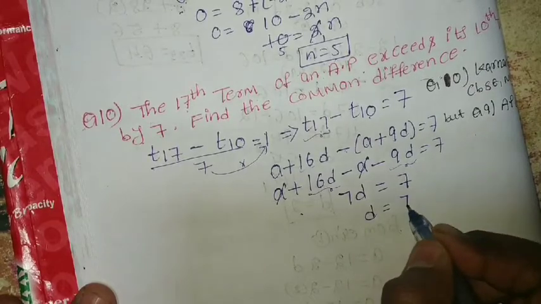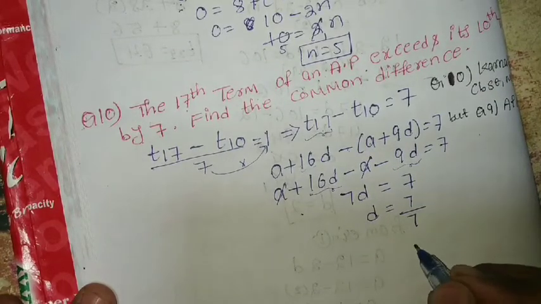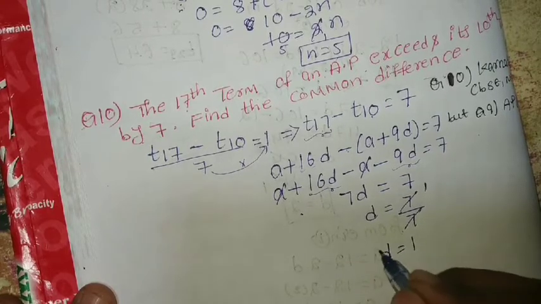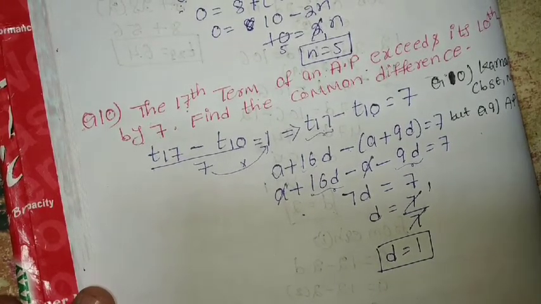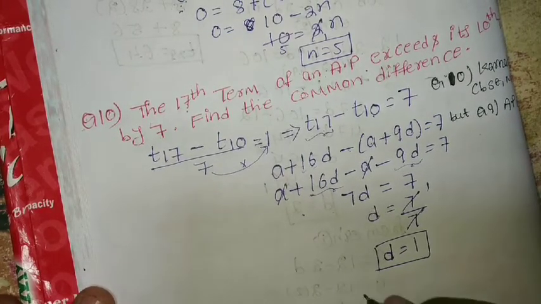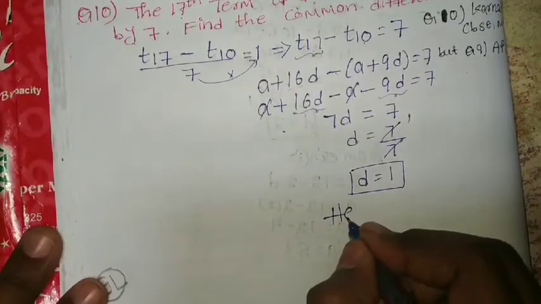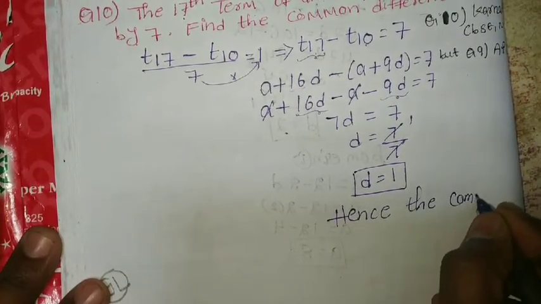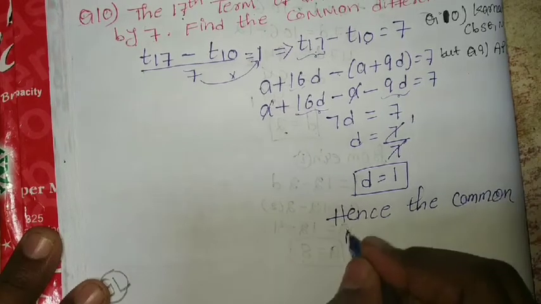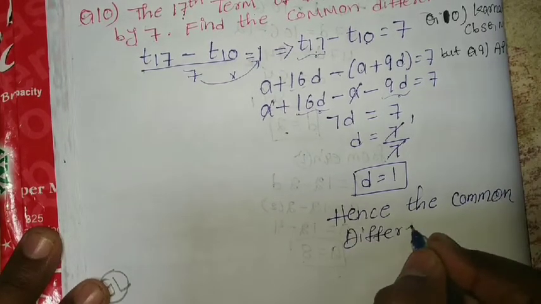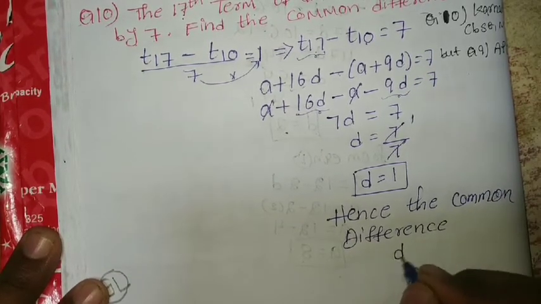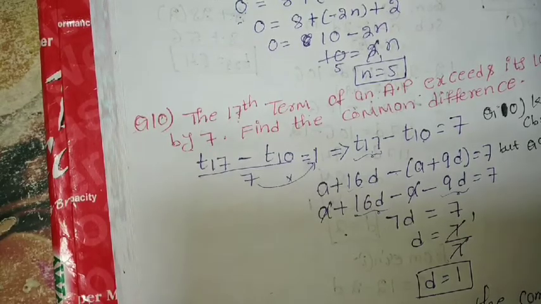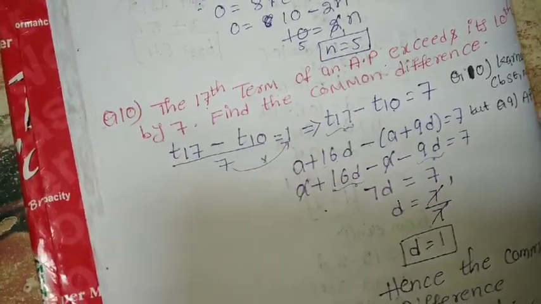D is equal to 7 divided by 7. 7 gets cancelled, remaining 1. So our common difference is 1. You can write: hence the common difference D is equal to 1. This is our solution. If you cannot understand this method, let's do another method.